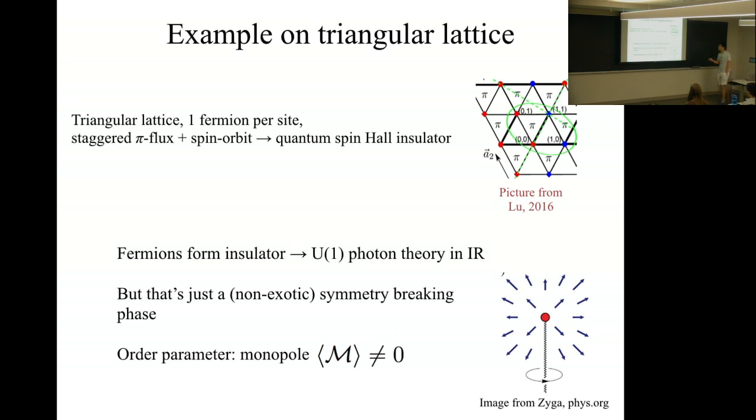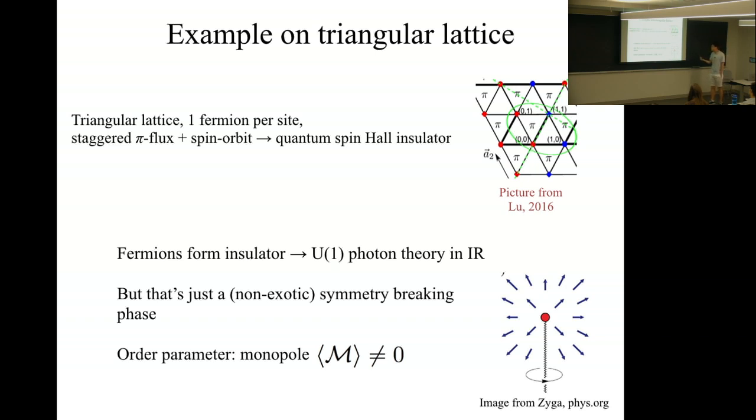Okay, you don't have to remember all this. It's a quantum spin Hall insulator. So the zeroth order information is that it's an insulator. If I go to low energy, I can more or less forget about the fermions, they're gapped. And then I'm left with a pure U(1) gauge theory. It's essentially a photon theory in the IR.